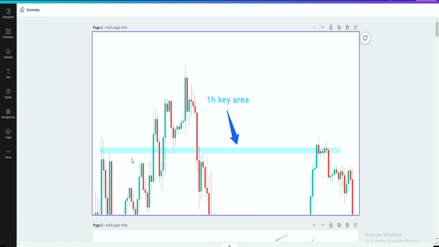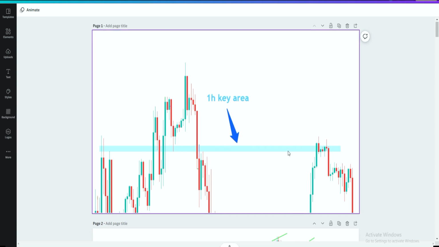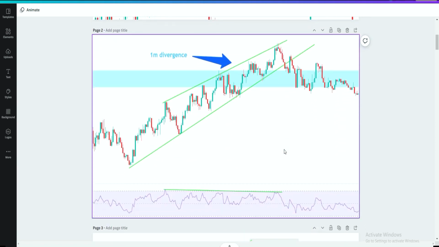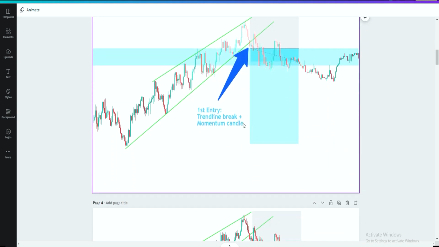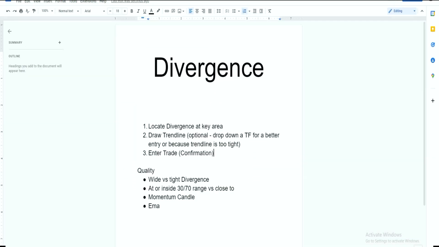So we've got a 1 hour key area. We've got a 1 minute divergence that has been identified from here to here and from here to here. We've got our trend line on. So far, we've done step number 1. We've located divergence at our key area. Doesn't matter whether it's a 4 hour, a 1 hour, a 15 minute. Okay. Then we're drawing a trend line.